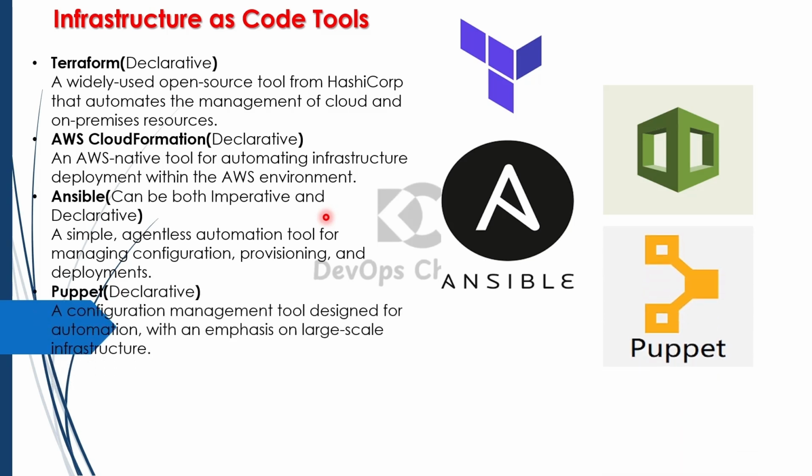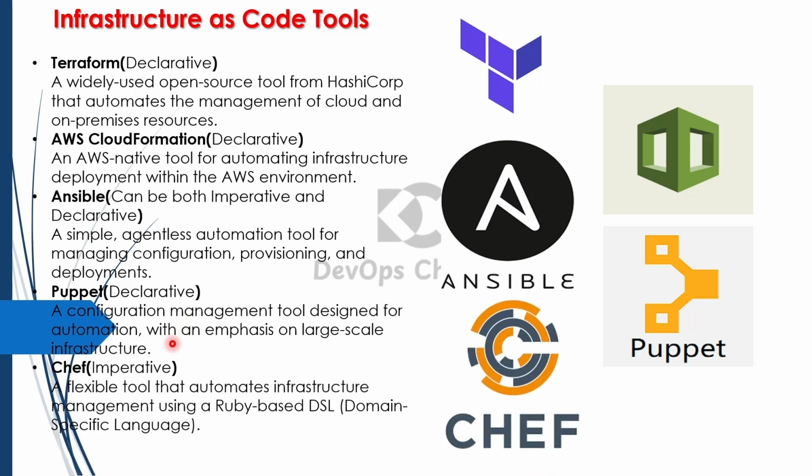Next one is Puppet. It is also one of the popular ones. It's a configuration management tool. Basically, it is not infrastructure as code, but we have included it because configuration management tools include infrastructure as code. Okay, so it will do that. It's also a declarative language, and it is designed for automation with an emphasis on large scale infrastructure. And next one is Chef. It's imperative, meaning you will run a command via CLI and do that. It is also a flexible tool that automates infrastructure management using a Ruby based domain specific language.